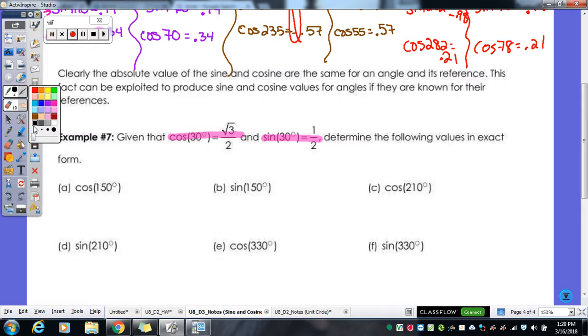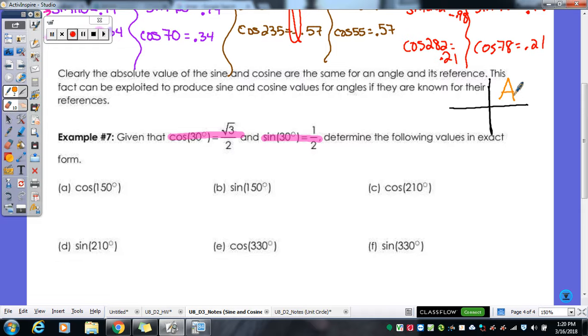So, as I mentioned before, the values of your trig functions depend on which quadrants you're in. There's a little chart that we use to help us remember, and then all you have to know are the 30, 45, and 60s, because then you just use your reference angles after that. So over here are my quadrants.